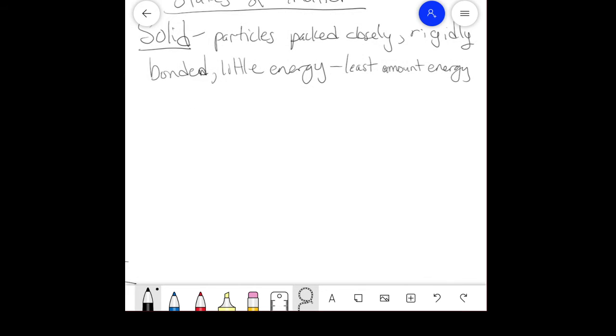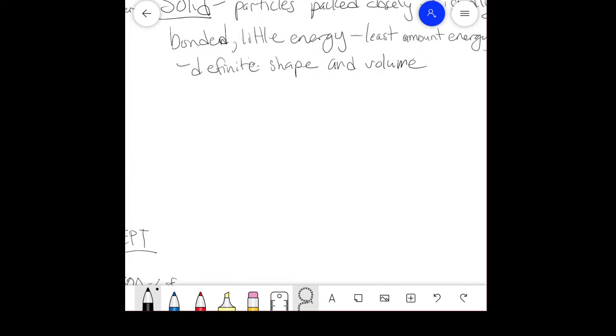It has definite shape and volume. I think we all know this by now, learned this since 4th grade, so I'll try and be quick.